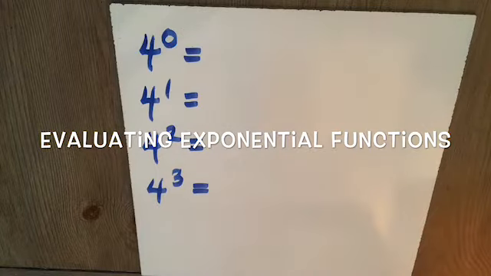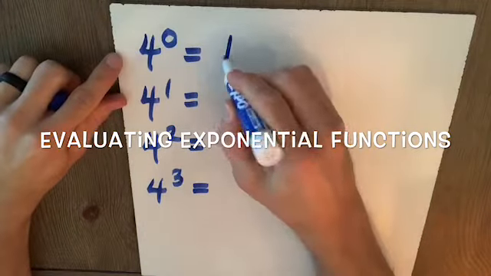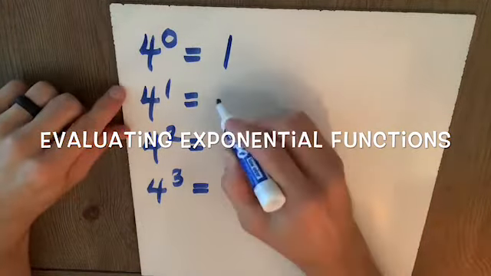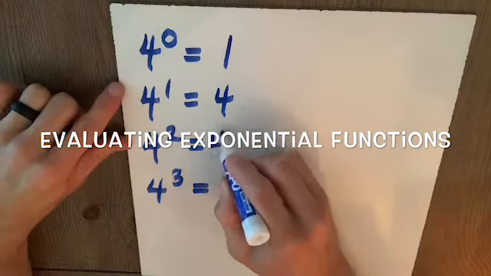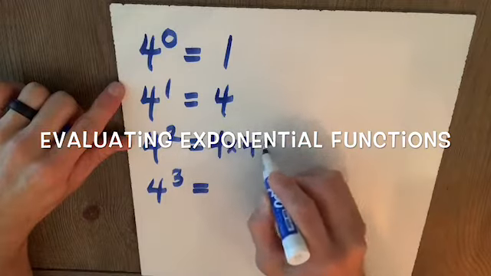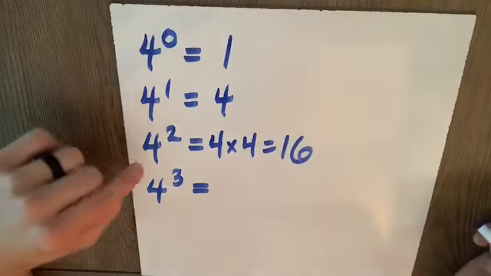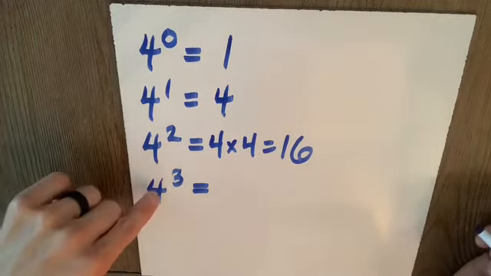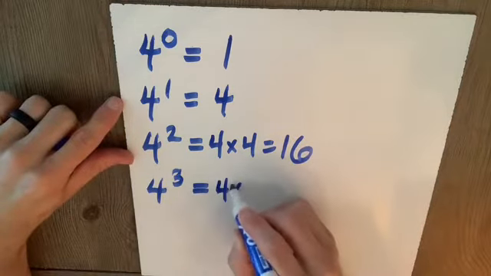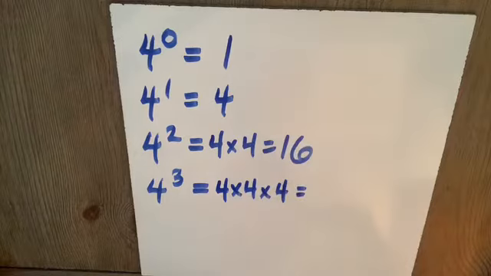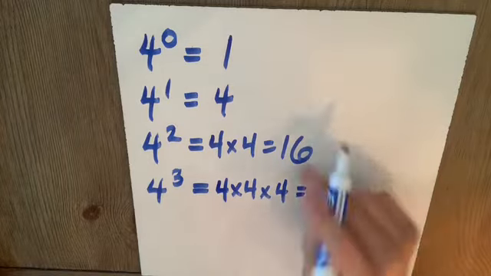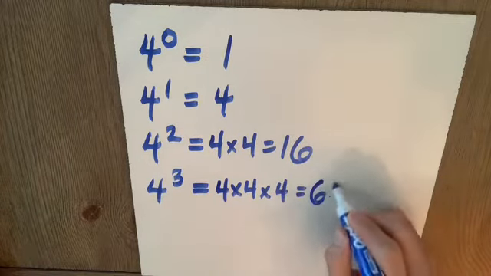Well, any base to the 0 power is 1. 4 to the 1 is 4. 4 to the second power, remember, is 4 times 4, which is 16. Now, if I take 4 squared and multiply that by another 4, if you think of this as a geometric sequence, I'm just multiplying by my common ratio again. 4 times 4 times 4 is this times 4, which is 64.